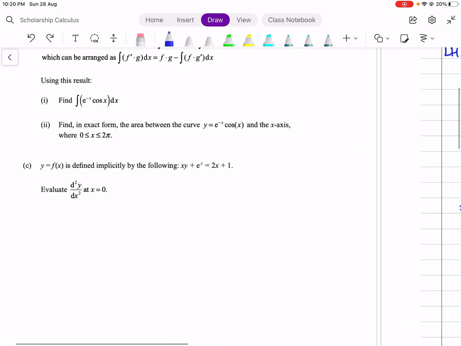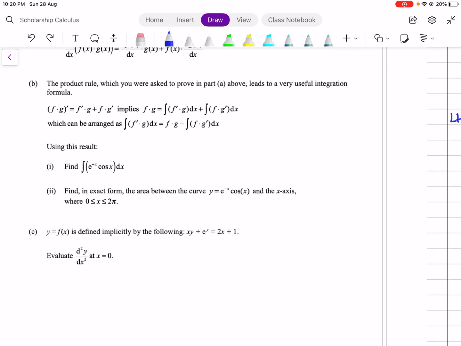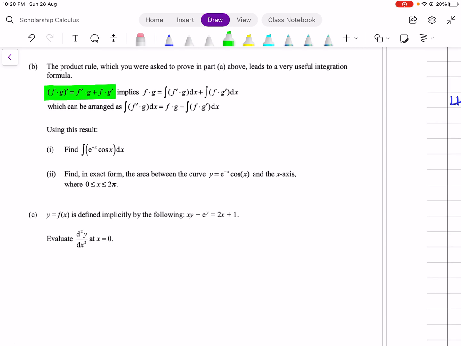Fortunately, the rest of this question is actually not too bad. Okay, so let's look at 4b. Using this result, which is the integration by parts, and the cool thing is integration by parts actually just comes from rearranging the product rule. If you're unsure about that, just Google it. It's quite a common proof. If you rearrange the product rule, you get this integration by parts formula.